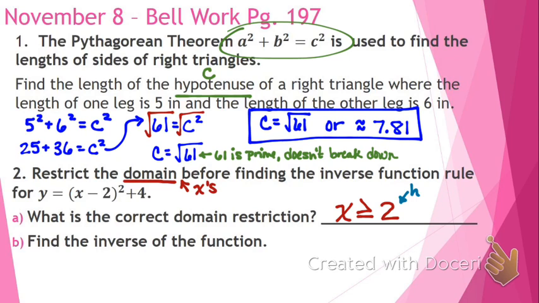What's the first thing I need to do to find my inverse? Switch the variable. So instead of y equals, I'm going to have x equals. And then inside my parentheses, I'm going to have y minus 2 squared plus 4. Yes. What is my goal now? Solve. And when you say solve, what do you mean? To get y alone. I want to isolate the y.